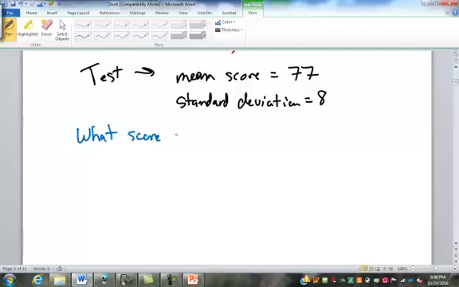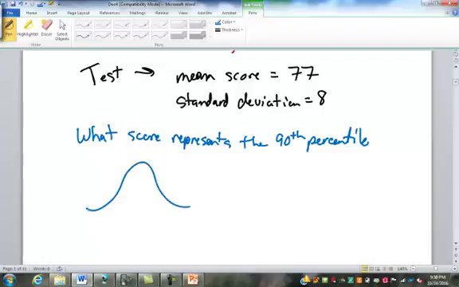what score represents the 90th percentile. So on my curve, the 90th percentile is the spot here, the value that has 90% of the data less than it. So in other words, that probability is 0.9 for 90%, 0.90.